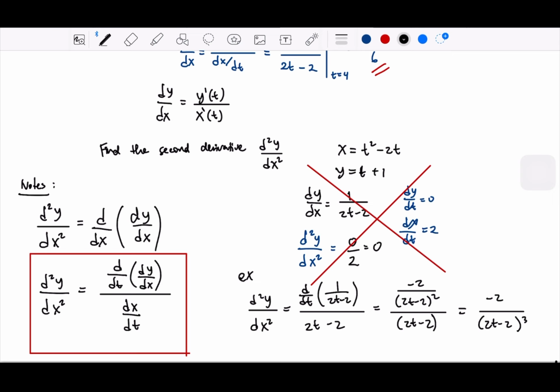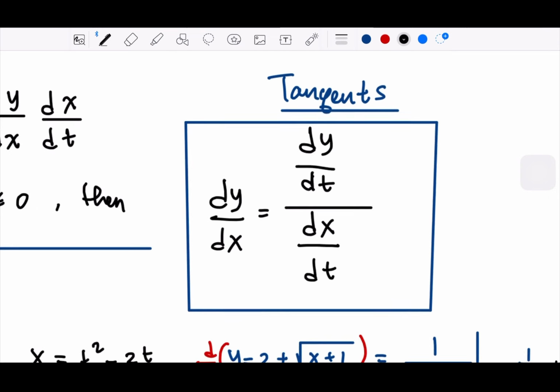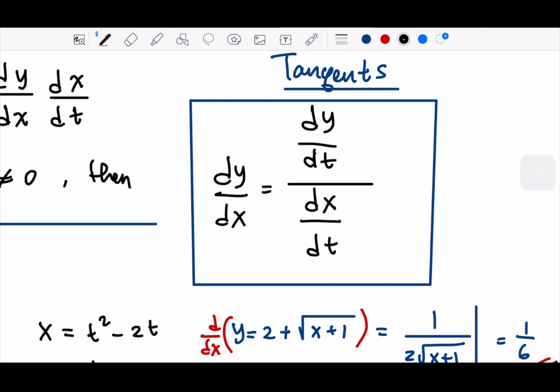So actually, what you need to remember here is not two formulas, just one formula, the first one. The first one here, the tangent. What you need to do is change the y with dy/dx. And if you need to find the third one, change that into the second one. If you want to find the fourth, change with the third one. So it's the same pattern.